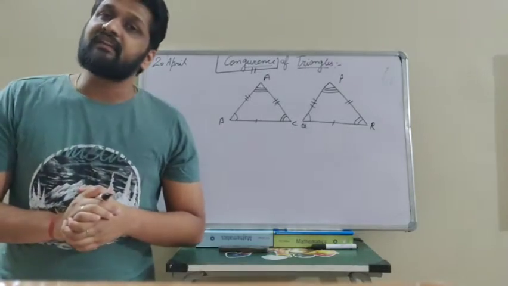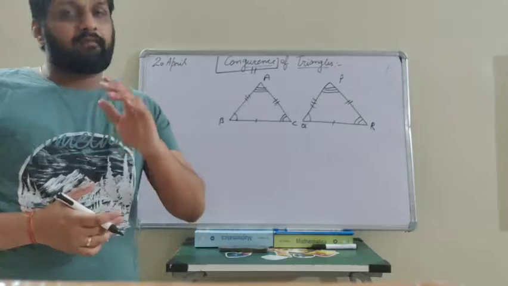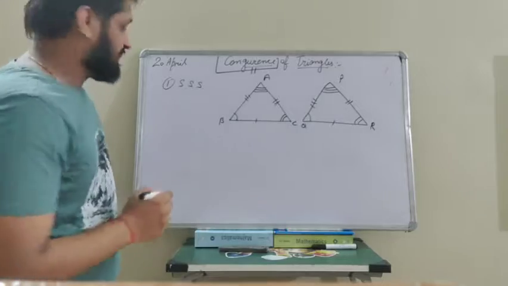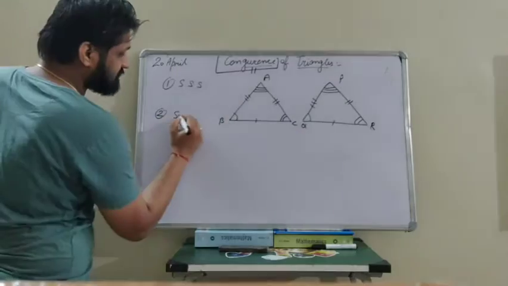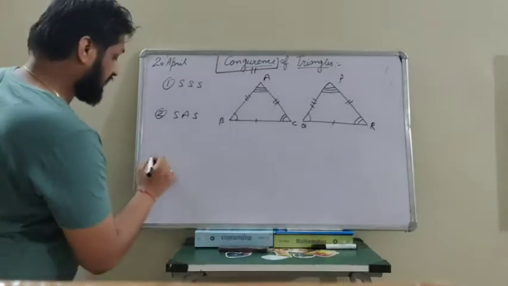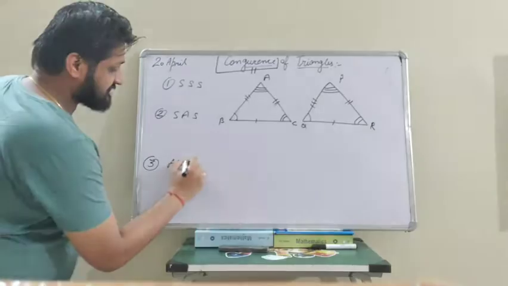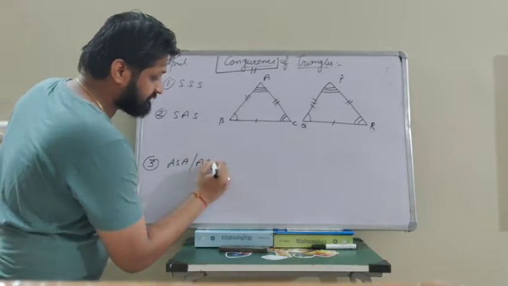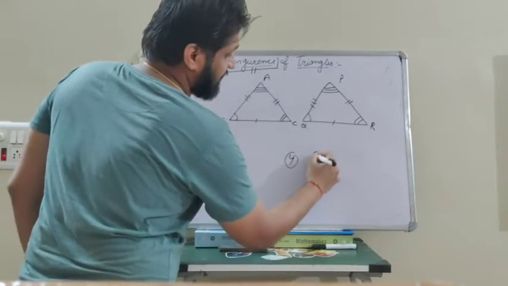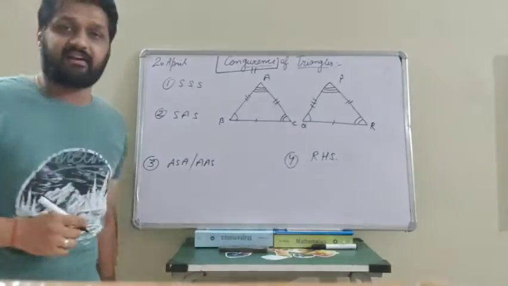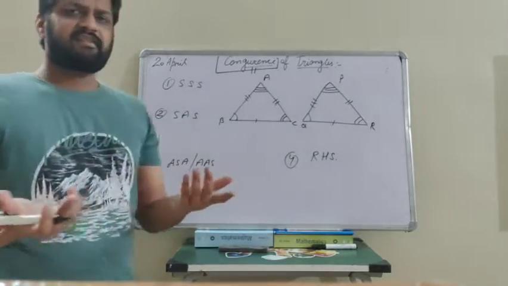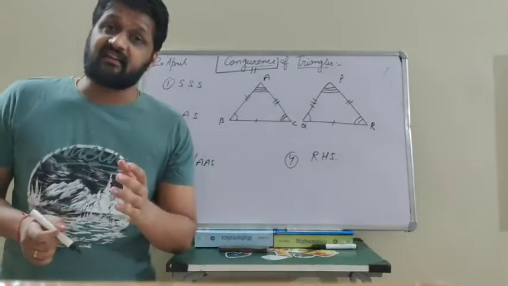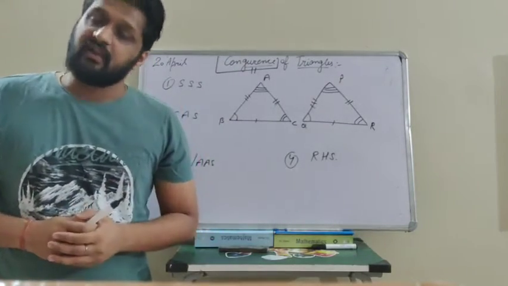Now, what are those criteria and how will we distinguish them? We have four main criteria. First, SSS. Second, SAS. Third, ASA, which has a subpart that can be written as AAS. And the fourth one is RHS. What do you mean by SSS? What do you mean by SAS, ASA, and RHS? These are basically the four criteria to make two triangles congruent to each other.